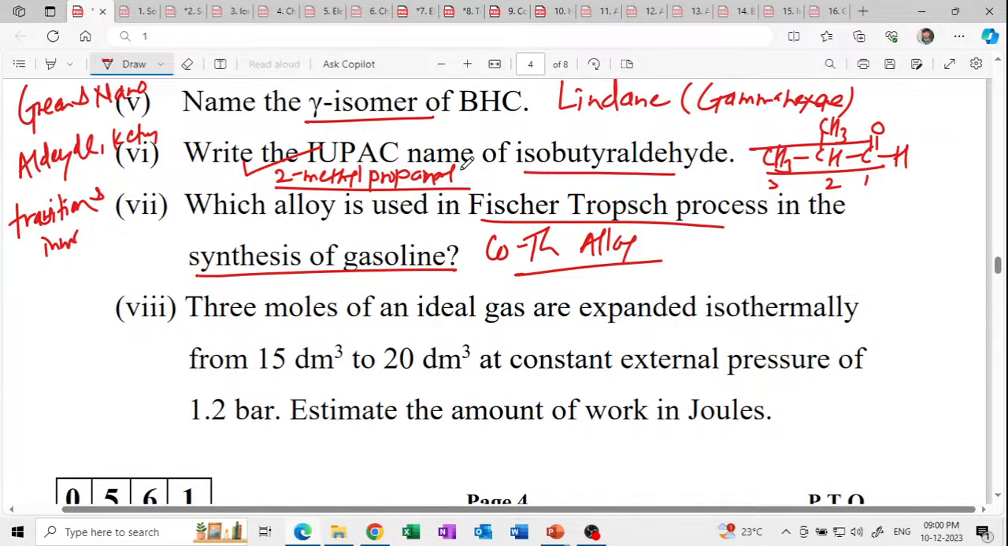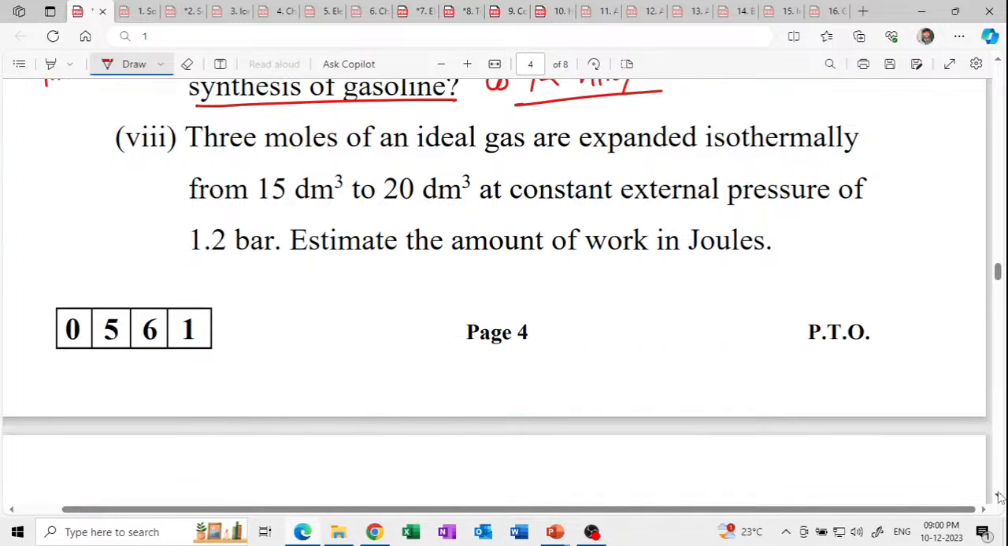Next: 3 moles of an ideal gas expanded isothermally from 15 to 20 decimeter cube. This is a question from thermodynamics. The initial volume V1 is given as 15 decimeter cube. The final volume V2 is 20 decimeter cube. The external pressure is constant. P external is 1.2 bar. Estimate the amount of work done.